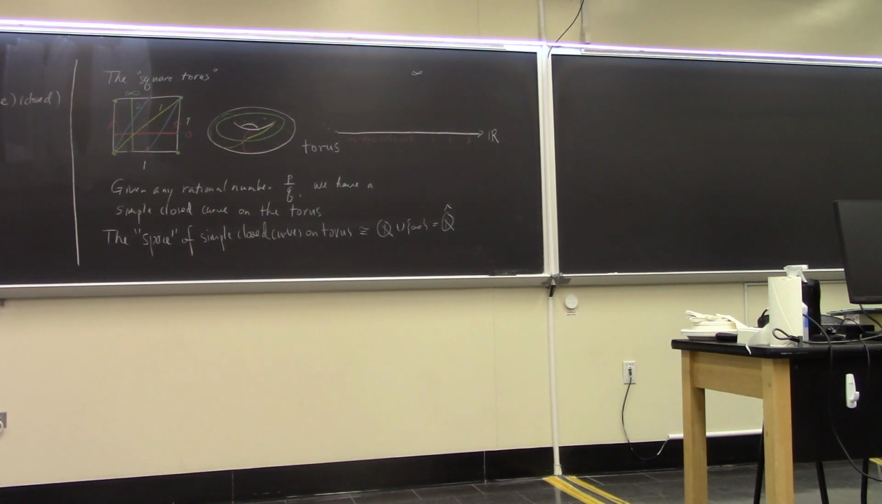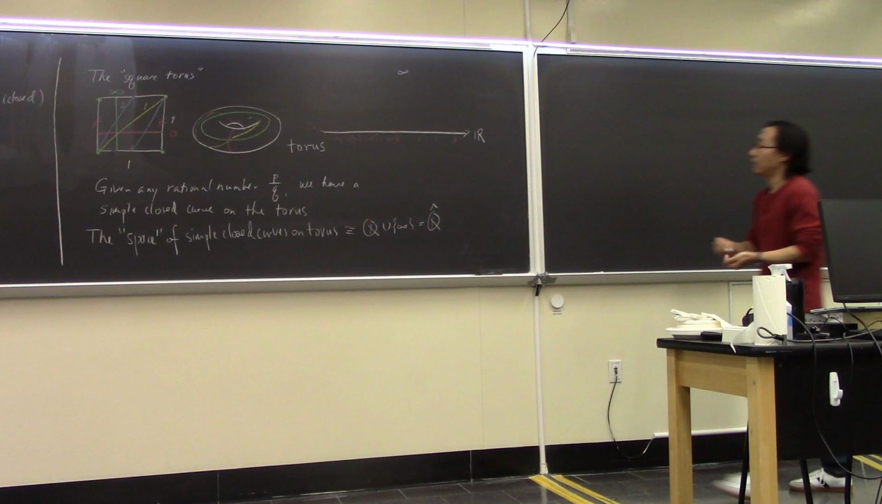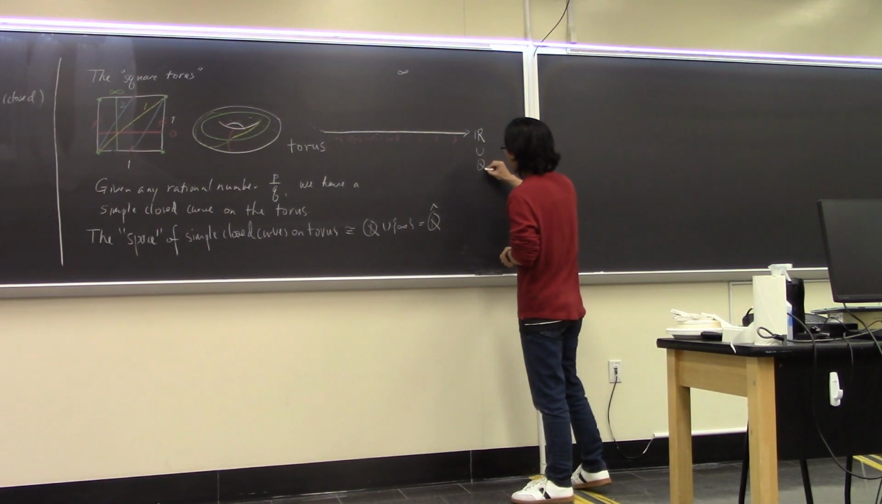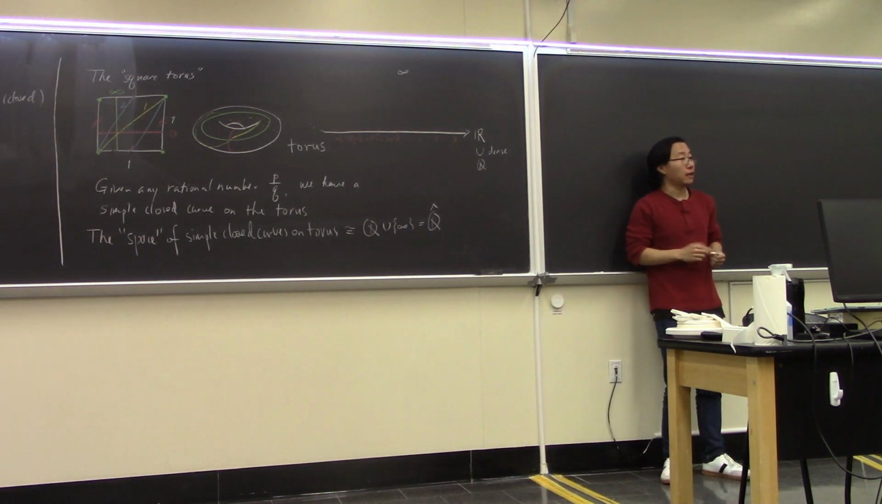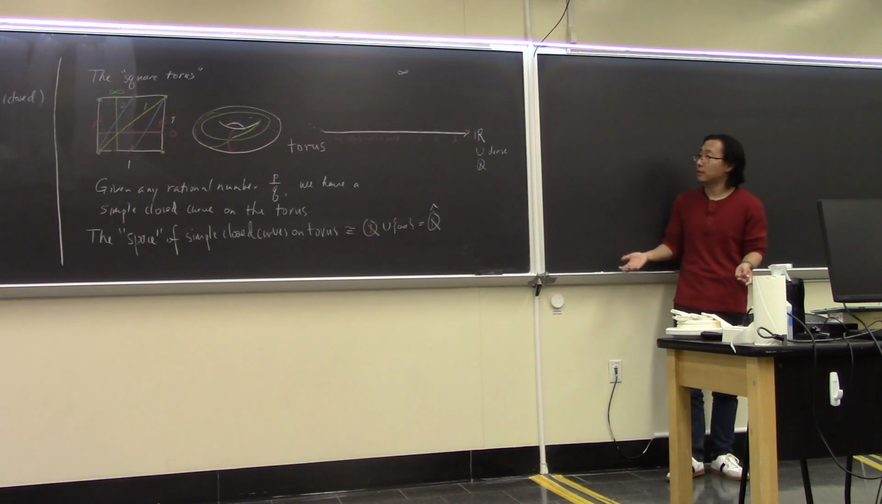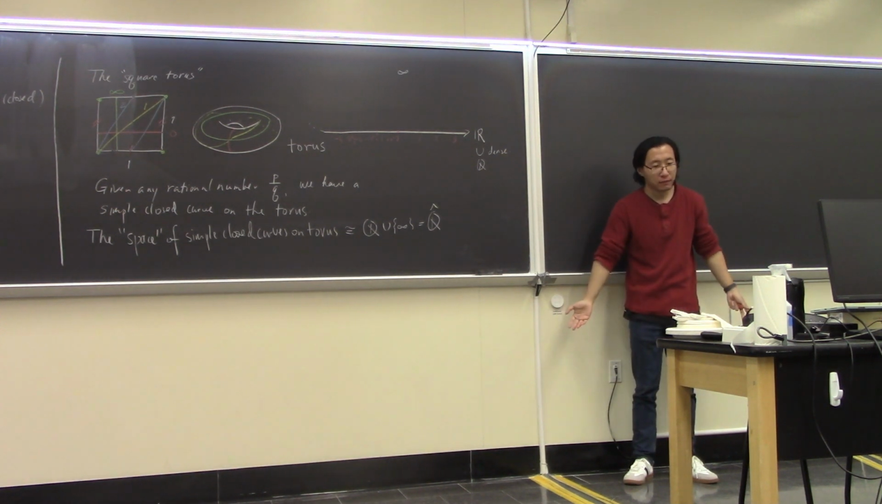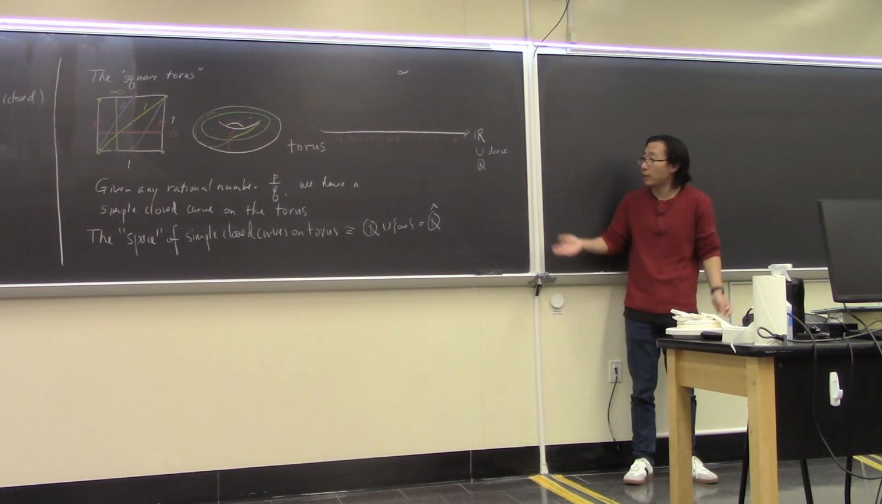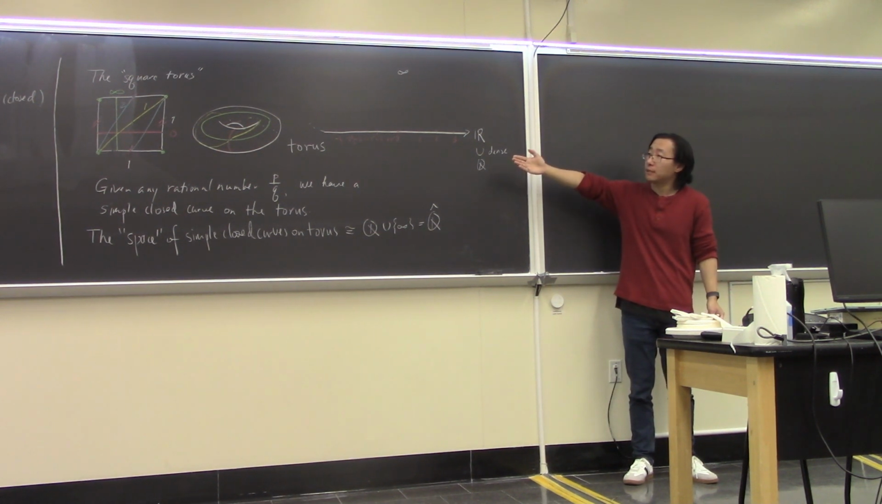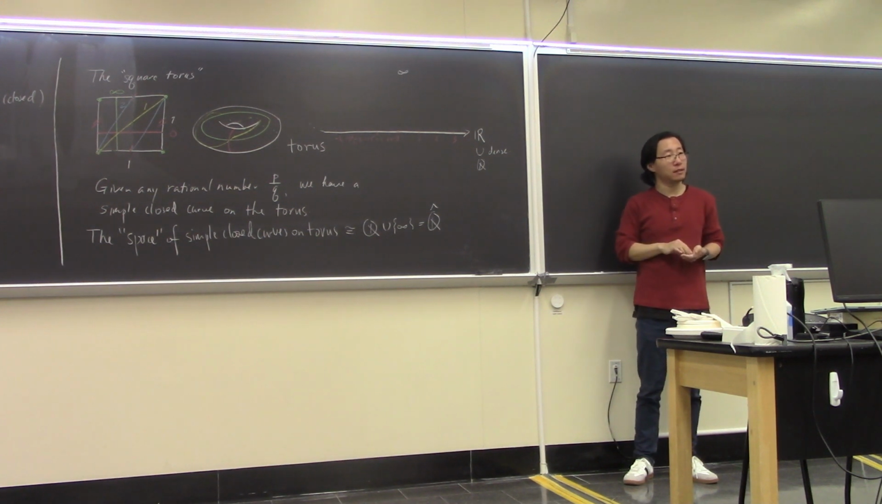So if you have taken real analysis, you know Q is dense in R, meaning any real number on the real line can be approximated by a sequence of rational numbers. So it does not really make sense to just talk about these simple closed curves. If you're given a sequence of rational numbers approximating a certain irrational number, say any real number, what does the geometric picture look like on the torus?